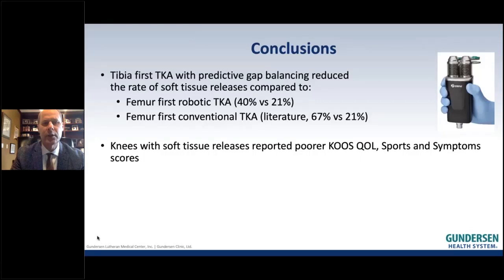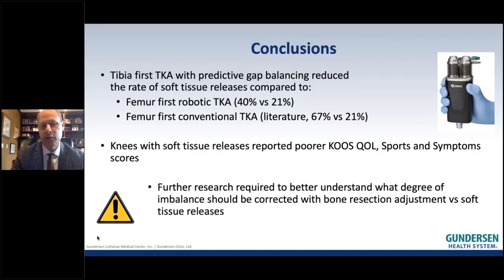So in conclusion, the tibia first total knee with balance spot reduced the soft tissue release rate compared to a femur first, as well as a femur first robotic, as well as a femur first conventional. Chris Peters' group was 67%, and then the OMNIBot femur first group was 40%. Knees with soft tissue releases had less satisfactory KOOS scores for quality of life, sports, and overall.